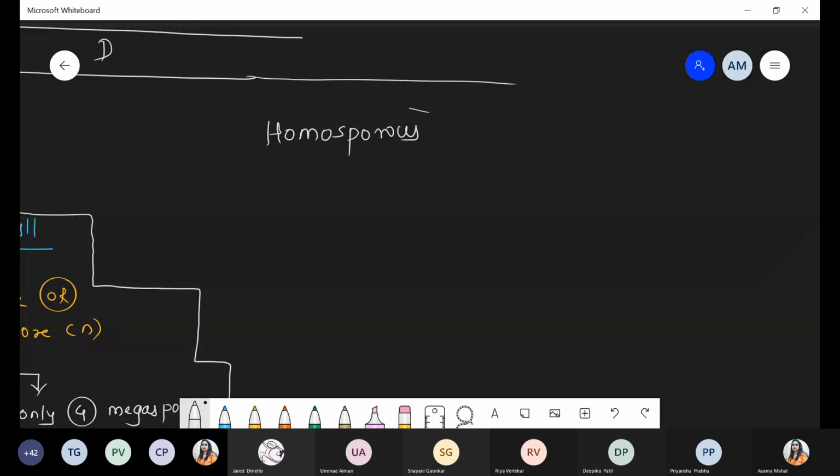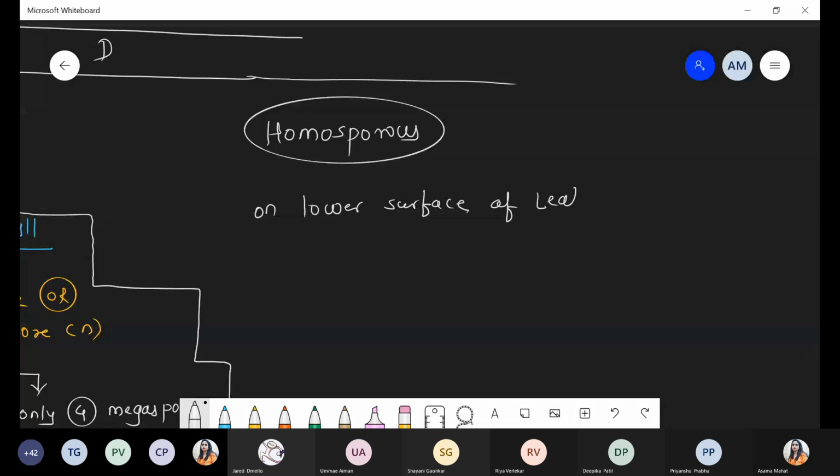Now we focus on the sori. What happens on the lower surface of the leaf? On the lower surface, not the upper surface, okay? On the lower surface of the leaf, sporangia are present. In Dryopteris, the large ornamental leaves are called fronds. But toward the lower side, sporangia are present, right? And that group of sporangia, simply these are called sori.